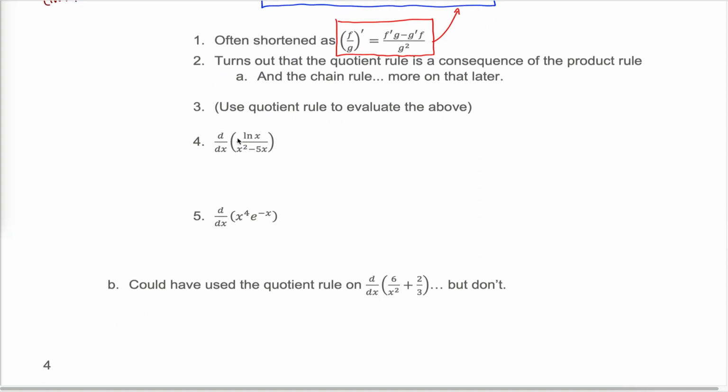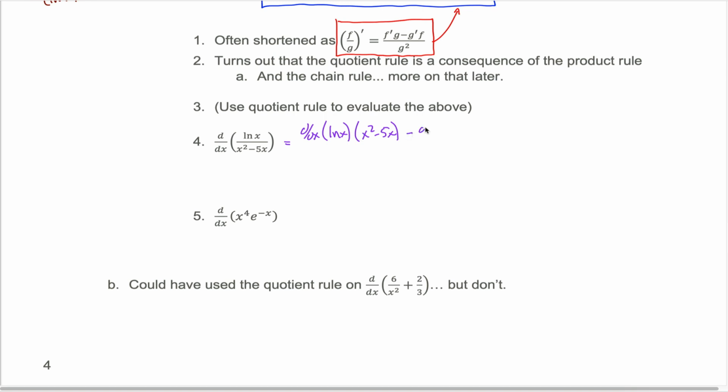This first one, the derivative of the natural log of x divided by x squared minus 5x. It's written as a quotient, so your first instinct is probably to use the quotient rule on it, and that's exactly what you want to do. The quotient rule tells us that the derivative of this quotient is the derivative of the top, the natural log of x, times the bottom, x squared minus 5x. Make sure you put parentheses around here because I have 2 terms. If you don't have the parentheses, only the x squared would get multiplied by all this stuff. But you have to multiply the entire x squared minus 5x by this stuff.